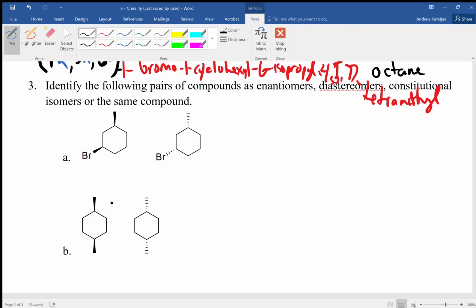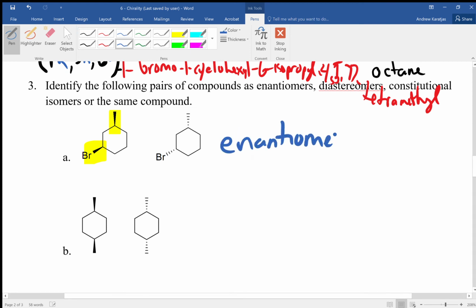So in part A, you can see we have 2 stereocenters, one here and one here. What have we done? We've reversed both stereocenters. And we know if we invert both stereocenters, that gives us enantiomers. Usually.